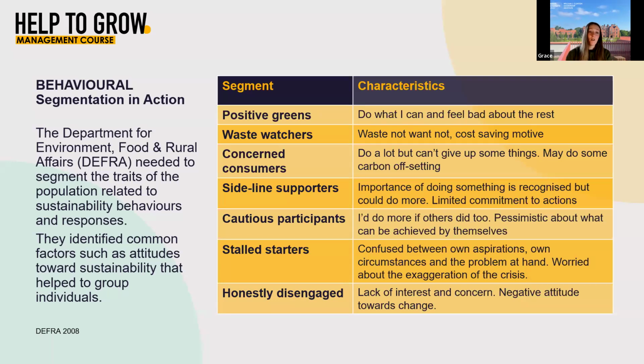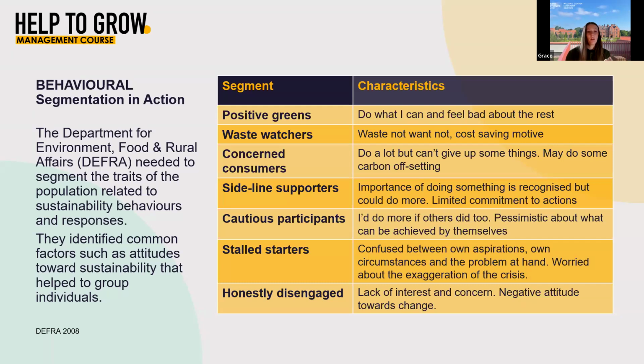Just to give you an example of one of these variables in action, particularly referencing behavioral variable segmentation, we're going to place this within the context of governmental communications. In this example, we have DEFRA, the Department for Environment, Food and Rural Affairs. They want to segment the traits of the population related to their sustainability responses and behaviours. That's the aim. They're trying to identify common factors such as attitudes towards sustainability, and create individual groups that they may then be able to speak to.